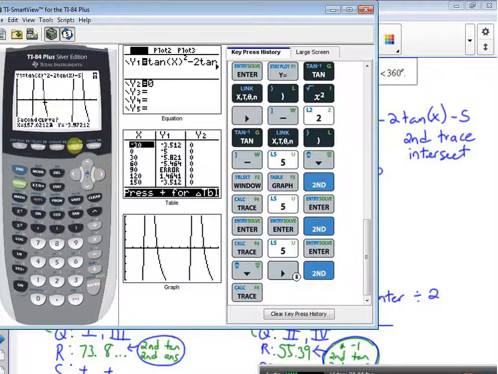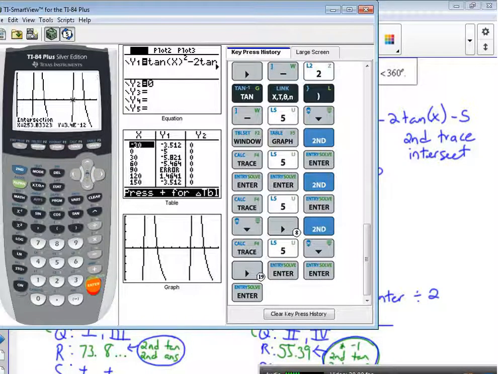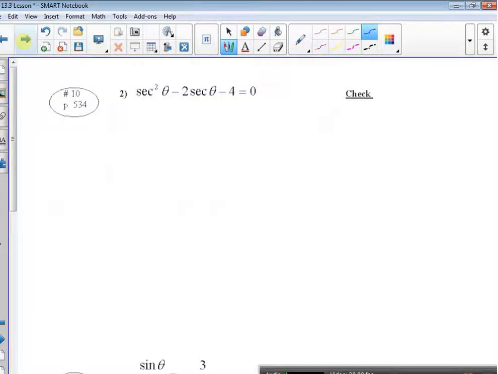Nope, didn't seem to take it. Second trace, intersect. There we go. Let's get this one. Enter, enter, enter. And that one was our 254. So pretty sure the other ones are correct. And that's y equals 0, even though it's in scientific notation. All right, let's go back and take a look at the next one.